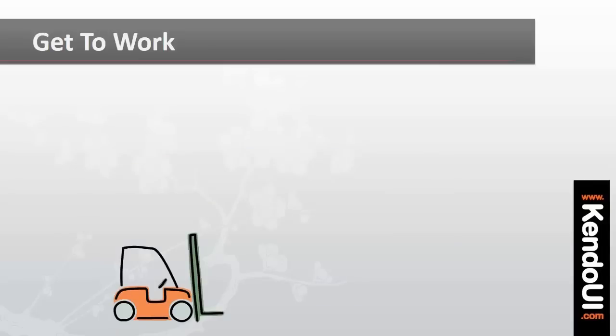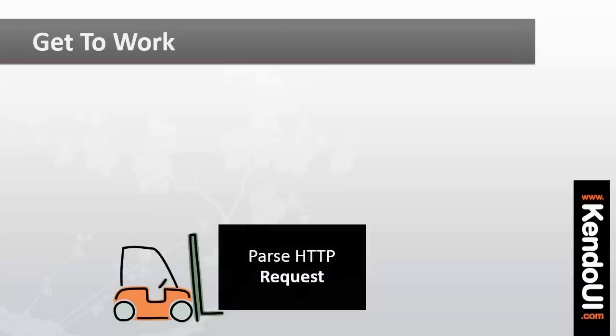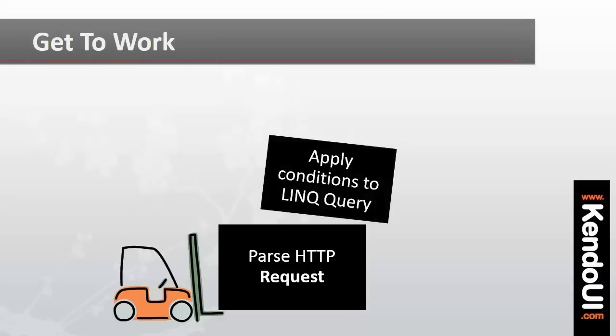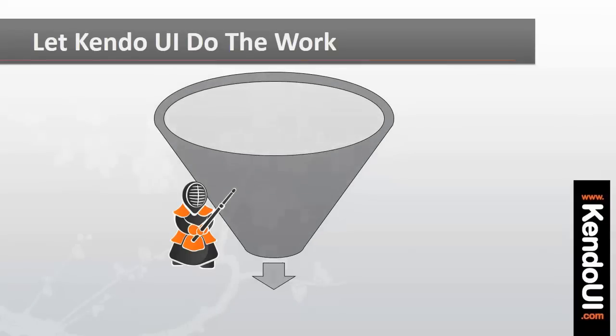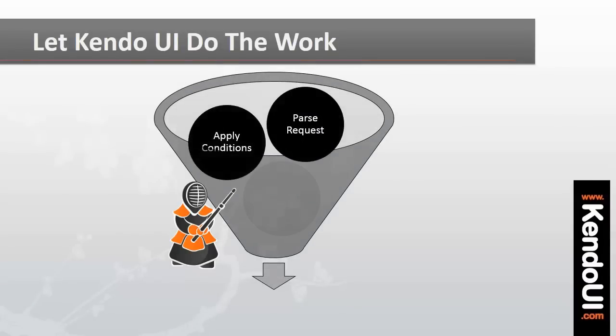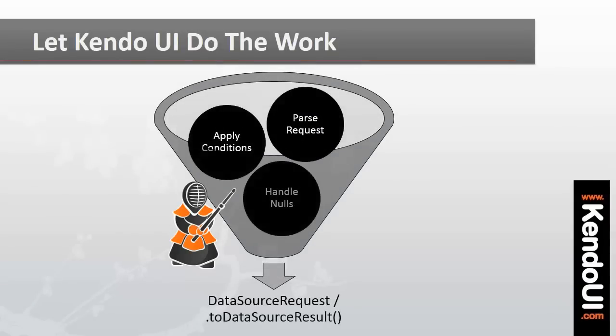Now, if we're going to implement this manually, this would take some work. We would need to parse the incoming HTTP request from Kendo UI, apply dynamic where clauses and filtering and grouping, as well as handle any null scenarios. Fortunately, the MVC wrappers include a data source request as well as a ToDataSourceResult method that do all of this work for you.